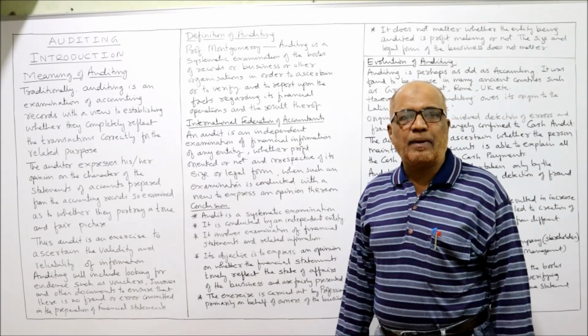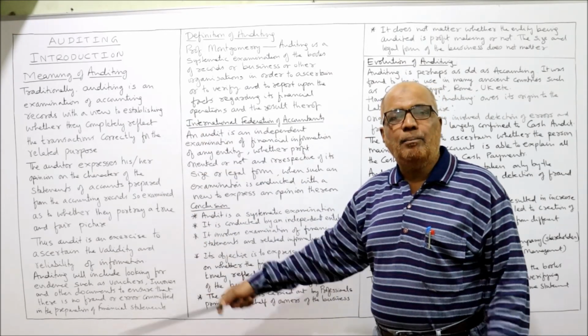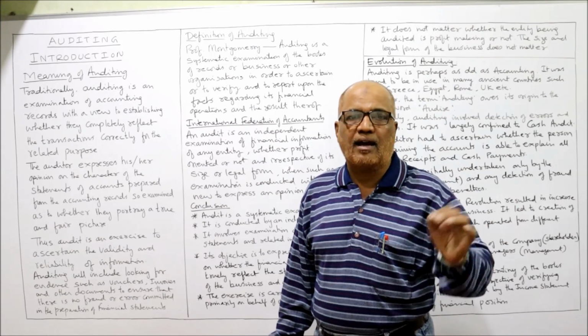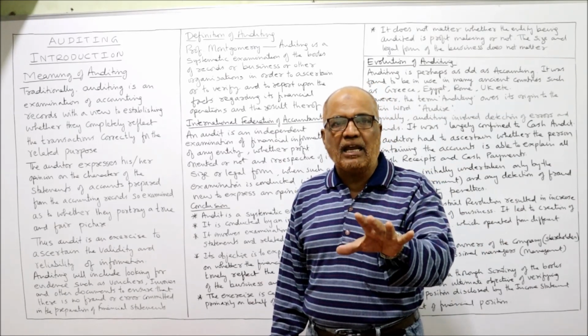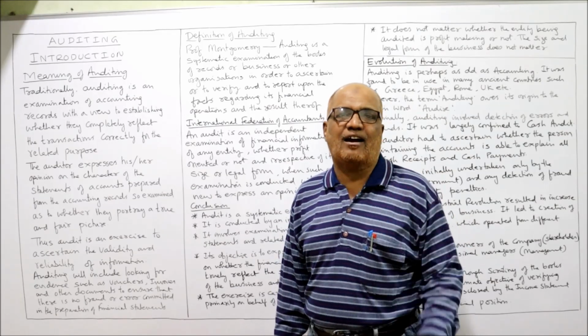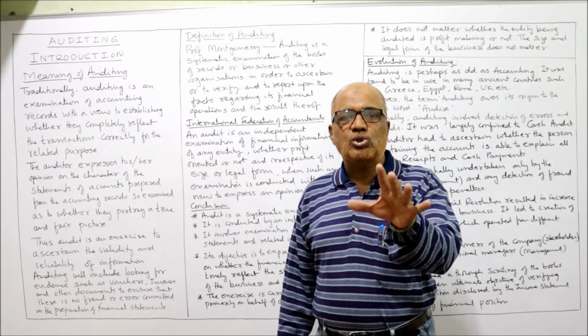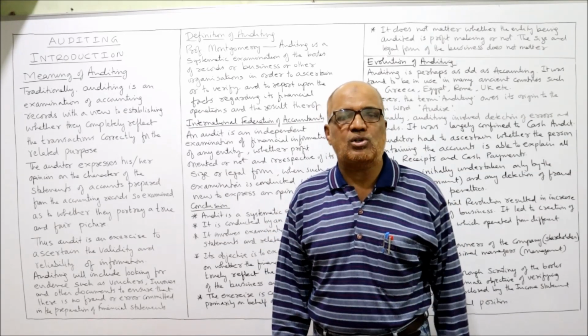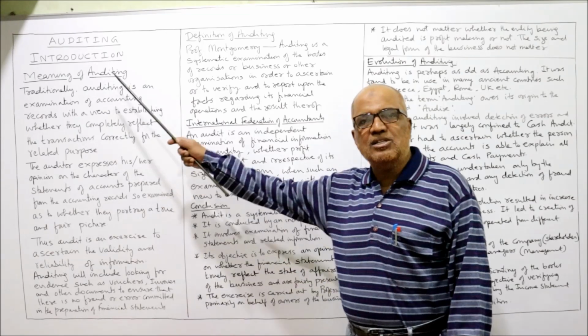So till now I have explained to you auditing. The meaning of auditing is checking the accounts maintained by the accountants, whether there are any errors or mistakes in the accounts, whether the accounts show the true and fair picture of the financial affairs of the business. This is the general meaning.